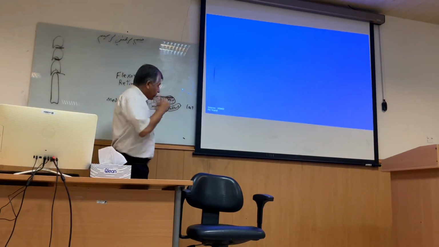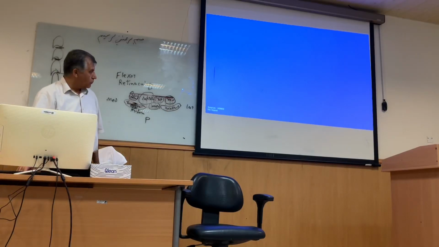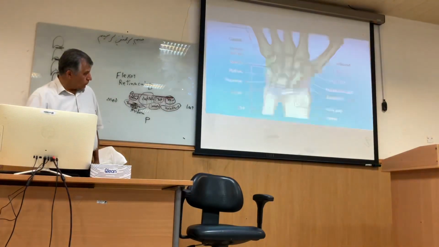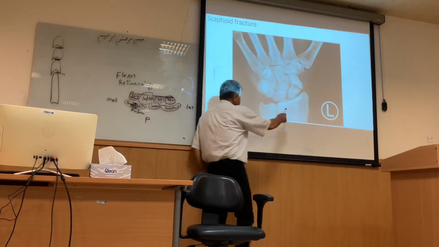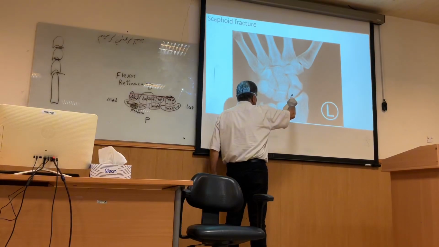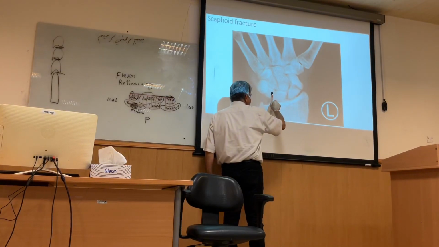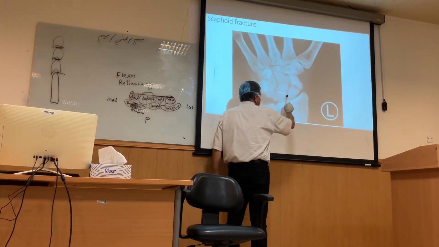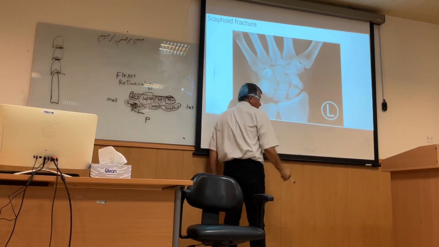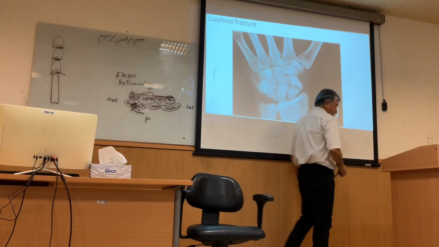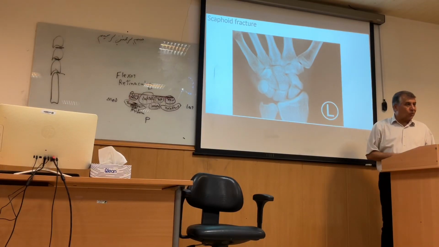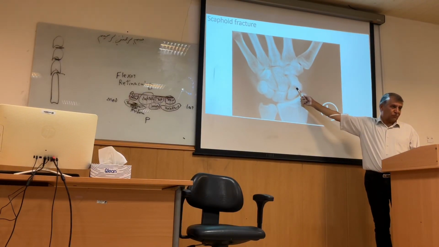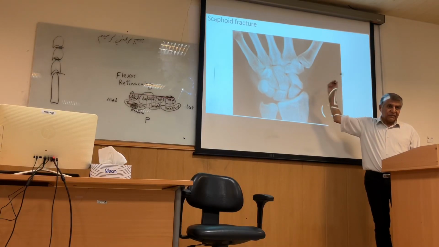In this figure, you can see these bones: scaphoid, lunate, triquetrum, pisiform. Okay? But the scaphoid is fractured. Common site of fracture of carpal bones is the scaphoid. Fracture of the scaphoid is common.